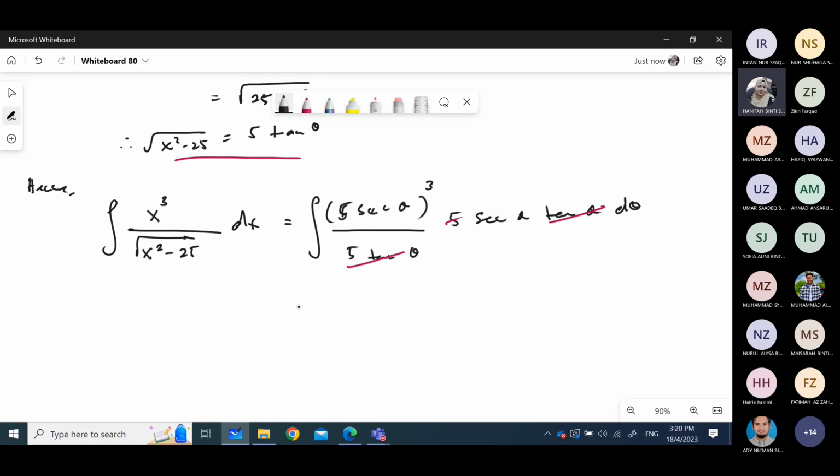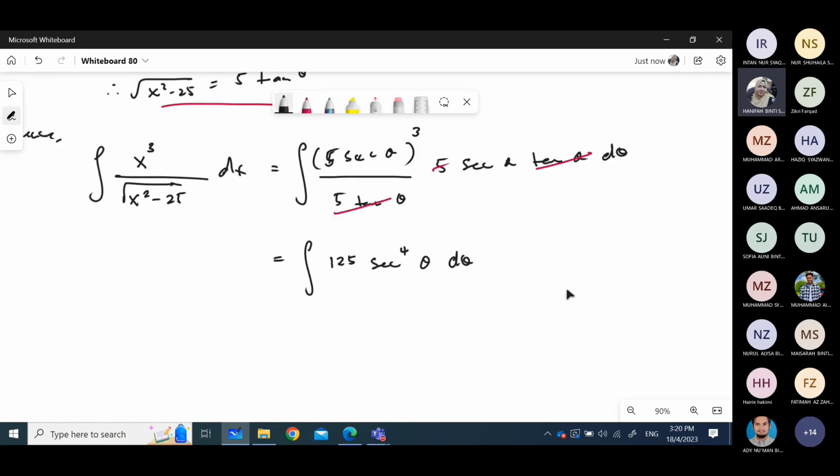Alright, so now we have 5 power of 3. So 5 power of 3 is 125. So we have 125 secant power of 3 multiply with this one. So you akan dapat secant to the power of 4. Kan? Secant to the power of 4 theta d theta.